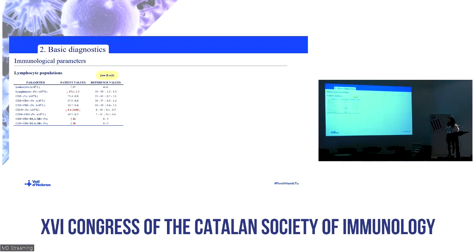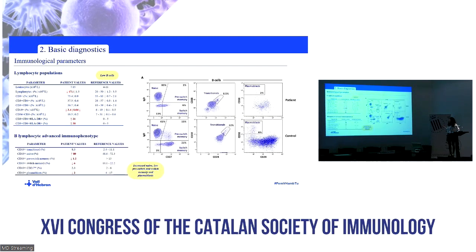We continue with the basic diagnosis of the patient, with the immunologic phenotype once diagnosed of possible combined immunodeficiency. The lymphocyte count was normal, the number of CD4 and CD8 was also normal, the number of NK cells was normal, and marked B lymphopenia was observed.